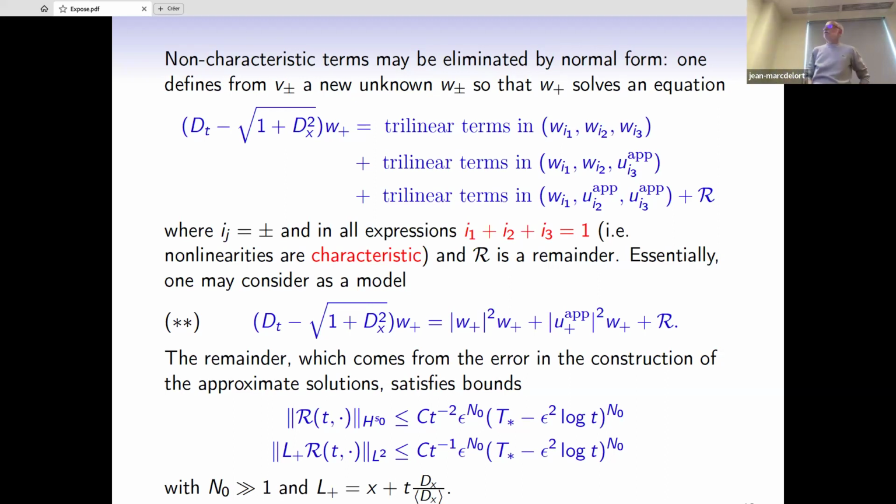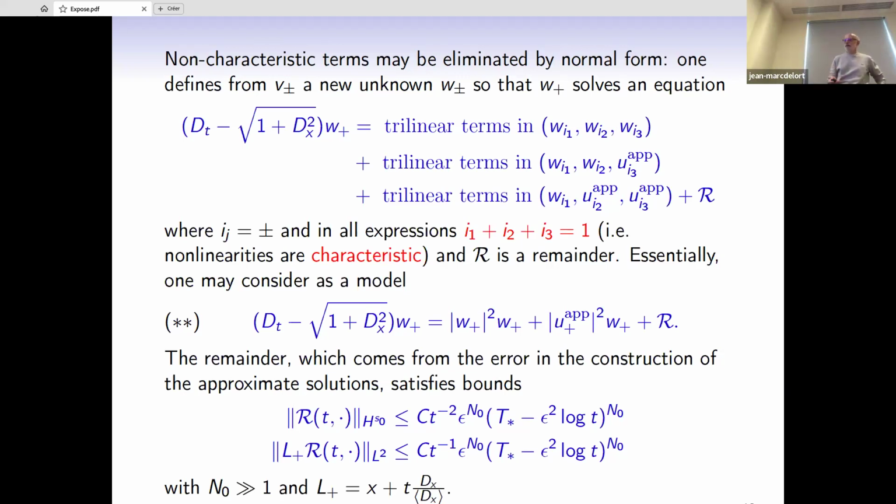Zero is the order of the expansion? Well, n0 is related to the order of the expansion, but you fix it large enough. And a similar statement holds true if you make act on your R the operator L plus equals x plus t dx over the Japanese bracket of dx, which is an operator constantly used in this framework in order to capture the dispersive properties of the equation.